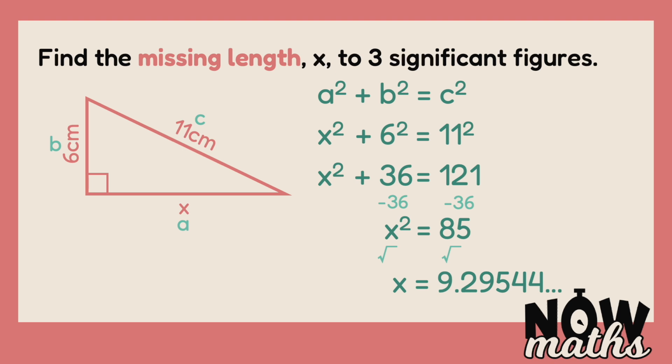So we take a look at the first 3 digits of our decimal, and then we're going to round after the 9. After the 9 is a 5, which tells us to round up. So we're going to round this to 9.30 centimetres. So our missing length x is 9.30 centimetres to 3 significant figures.